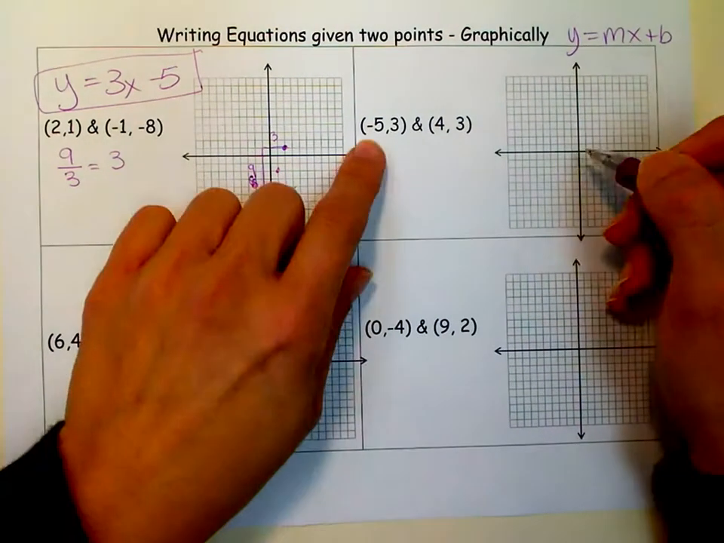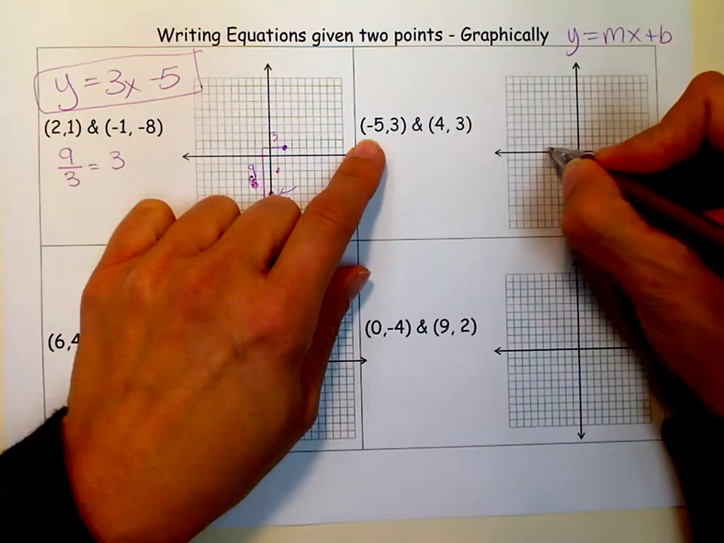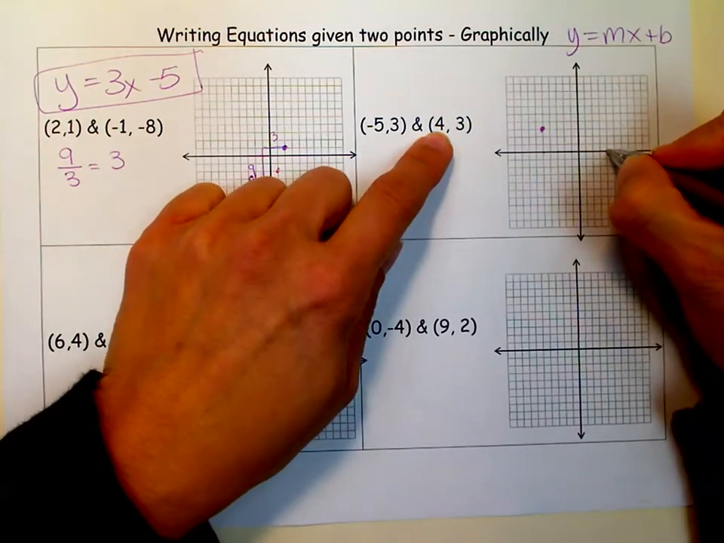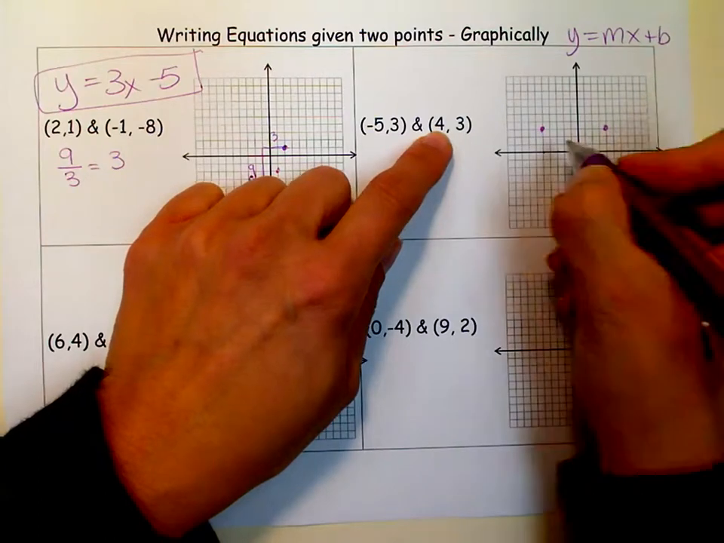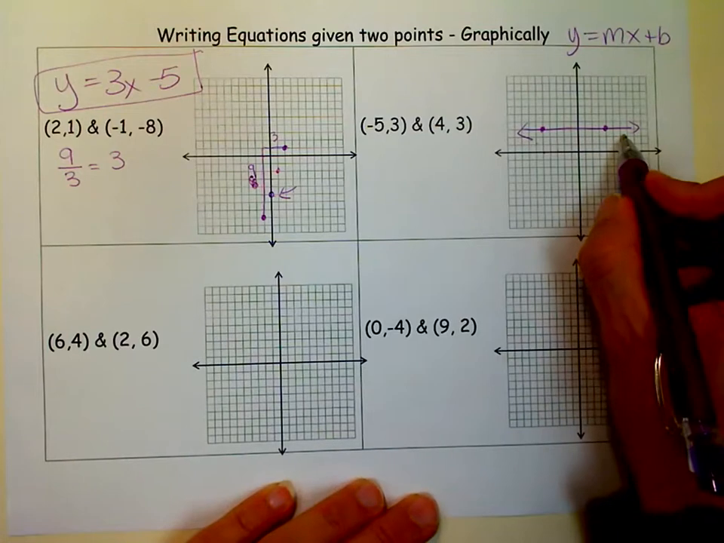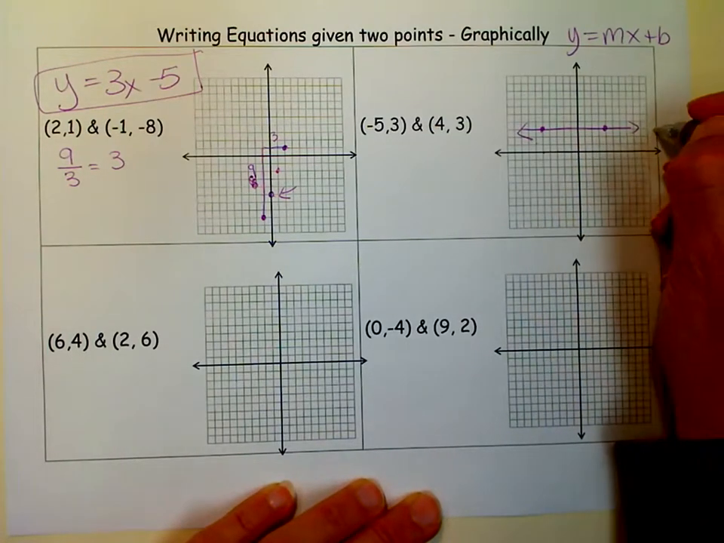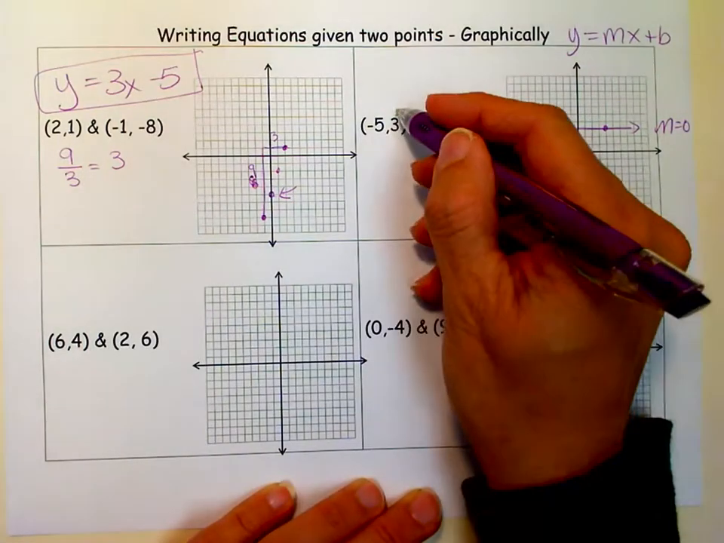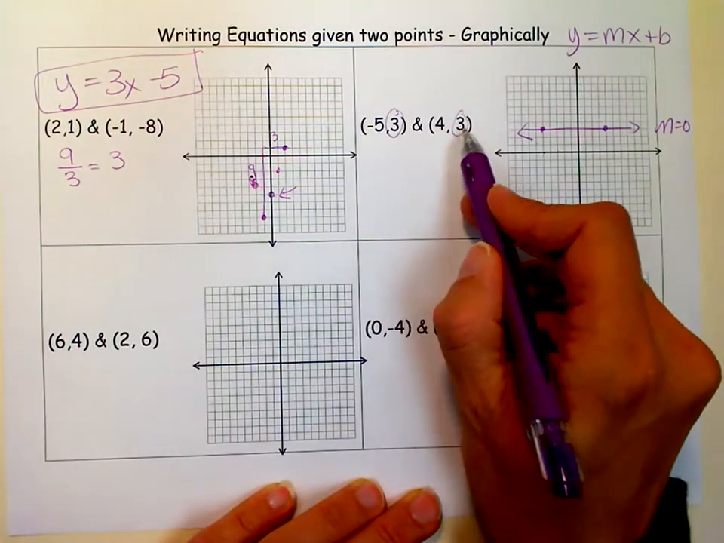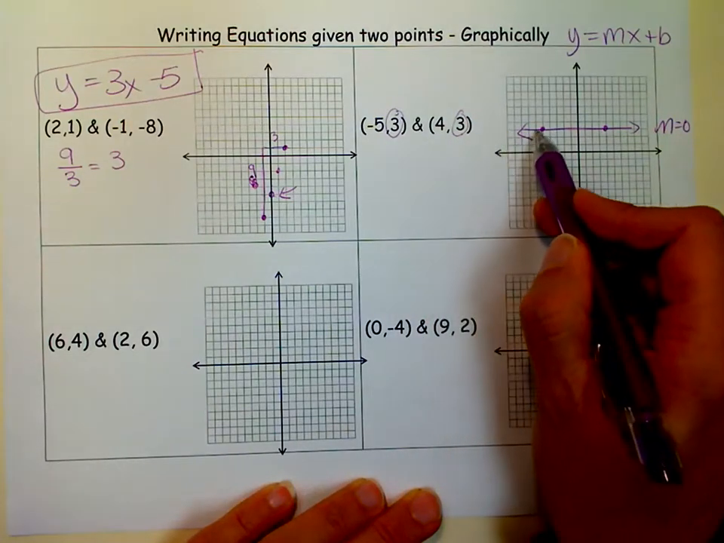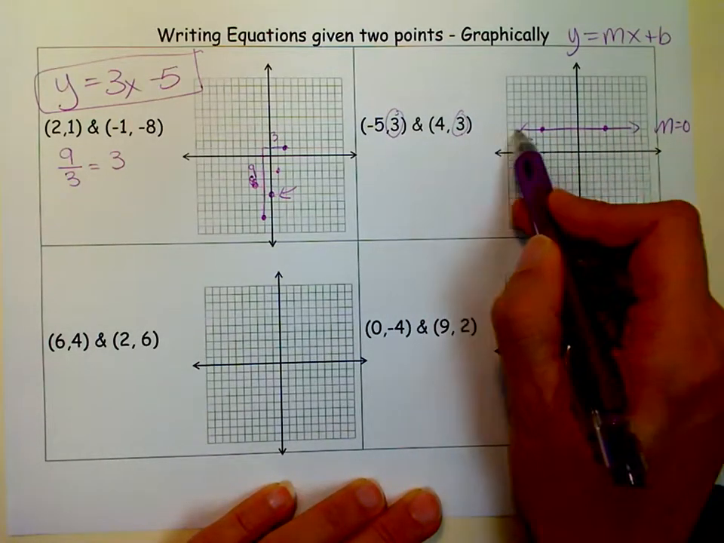Let's try this one. So I'm going to graph (-5, 3) and (4, 3). And I'm going to connect the dots. Now what you notice is that's a horizontal line. That means that line has a slope of 0. All horizontal lines have slopes of 0. But what I want you to notice here is that the y values are exactly the same in these points. And actually they'd be the same no matter where you were on that line.